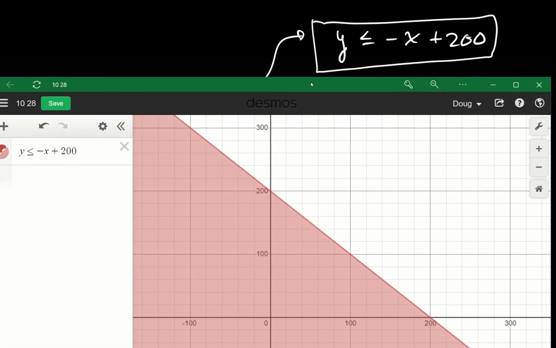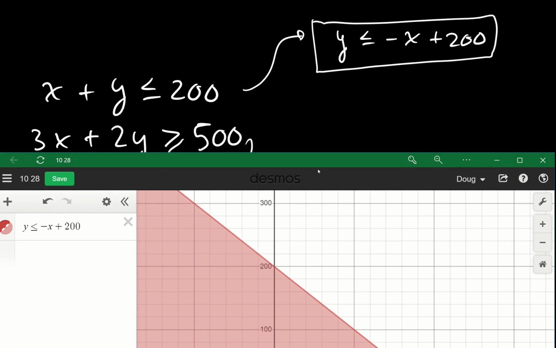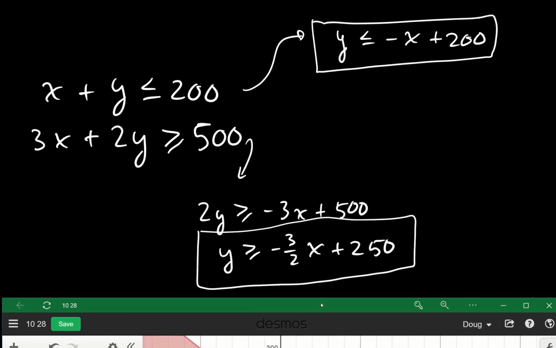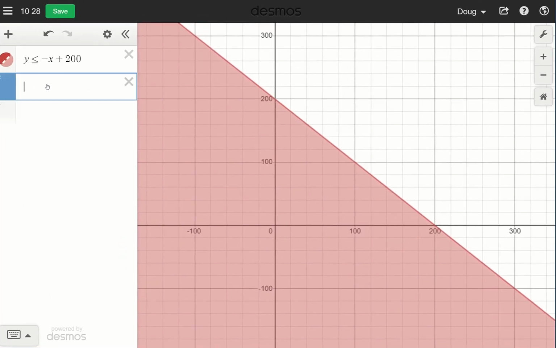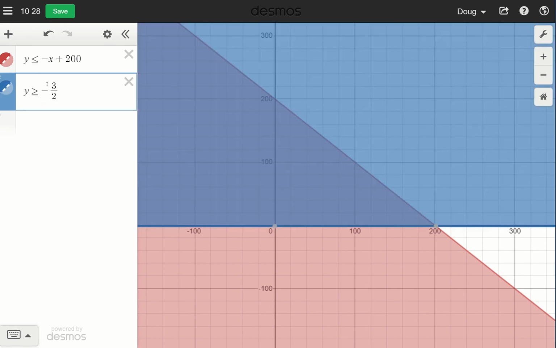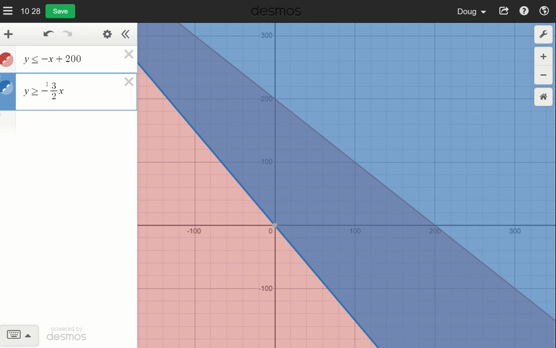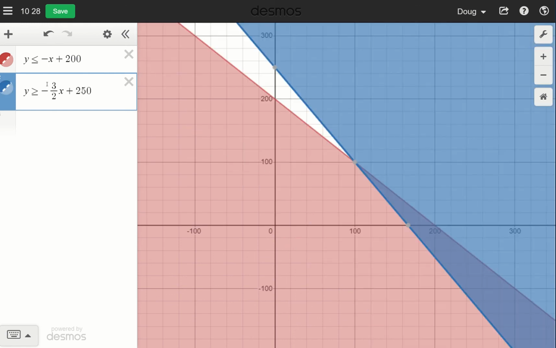Let me just check it again. Y is less than or equal to the opposite of x plus 200. The other one is going to be y is greater than or equal to -3/2 x plus 250. Okay, so y, whoops, no, y has to be greater than or equal to -3/2. Let me put my x here and then plus 250.